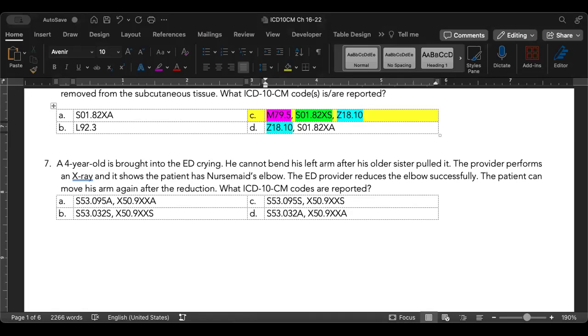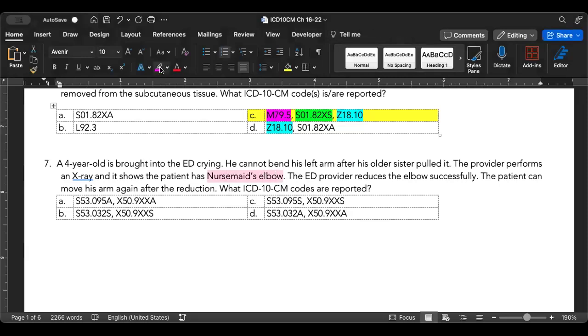So what do we think our main term is going to be here? What's the condition? The nursemaid's elbow. Yep. It's just a phrase, just nursemaid's elbow, and that gives us what code? Yeah. So Sylvia, our sign and symptom is that pain. He can't bend it, but the nursemaid's elbow is our definitive diagnosis. So what's our code that we're going to further expand in the alphabetic index for nursemaid's elbow?